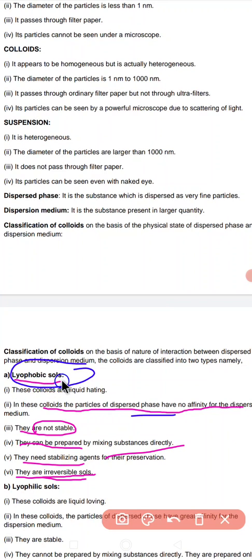So I am repeating the characteristics. These colloids are liquid hating. In this colloid, the particles of the dispersed phase have no affinity for the dispersion medium. They are not stable. They can be prepared by mixing the substances directly. They need a stabilizing agent for their preservation, and they are irreversible sols.